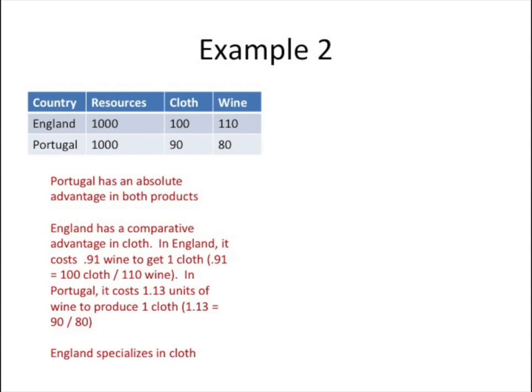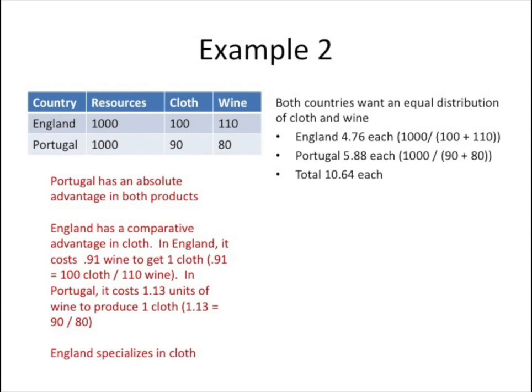I'm not going to show the comparative advantage calculations for wine, but it's the reverse. Portugal has the comparative advantage for wine production, and therefore, it should specialize in wine production. So, if we have no trade, and again, I'm going to assume that both countries want the same number of cloth and wine, England could get 4.76 units of each. Portugal could get 5.88 units of each. Portugal gets more because it takes fewer units to produce both in that country.